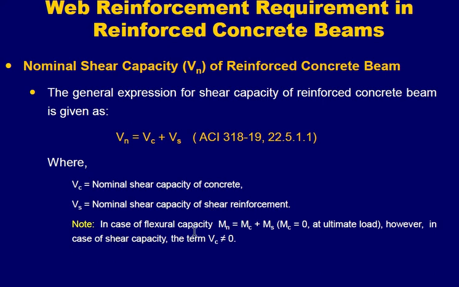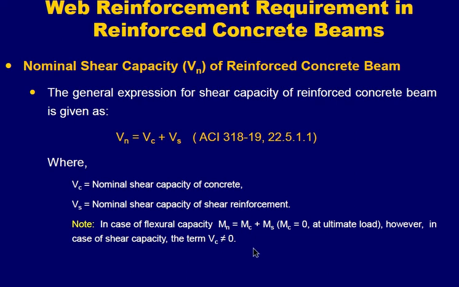Note that in case of flexural capacity, Mn was equal to Mc plus Ms, and we took Mc equal to 0 at ultimate load. Why? Because we assumed that in tension the strength of concrete is ignored and only steel is acting in it. However, in shear, we consider the shear capacity of concrete and we do not ignore it and we do not consider it to be zero. Okay, so keep in mind that it is different than flexural design.